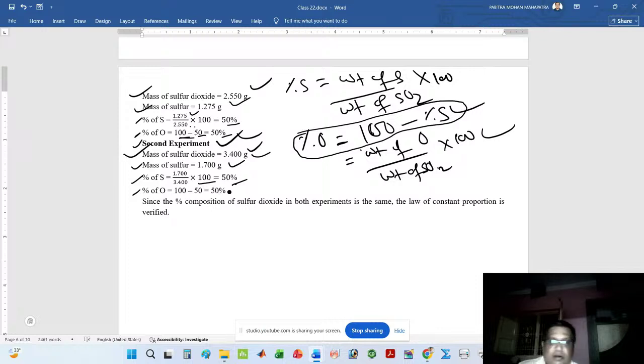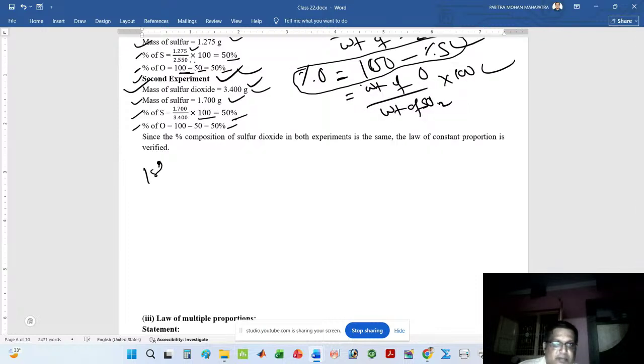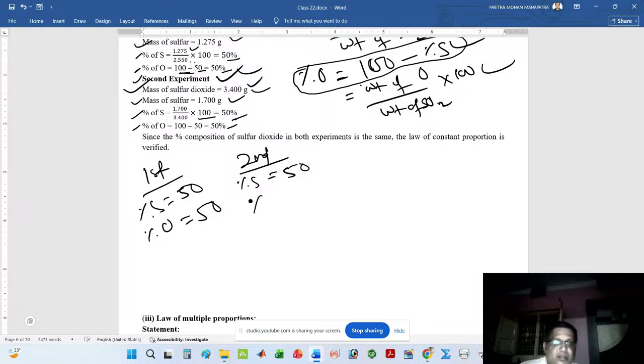Now, let me conclude. If you think about the first experiment, think about the second experiment also. Percentage of sulfur is 50, percentage of oxygen is 50. Here also percentage of sulfur is 50, and percentage of oxygen is also 50. Look at that, the percentage of sulfur in the first experiment is equal to the percentage of sulfur in the second experiment. Similarly, the percentage of oxygen in the first experiment is equal to the percentage of oxygen in the second experiment.